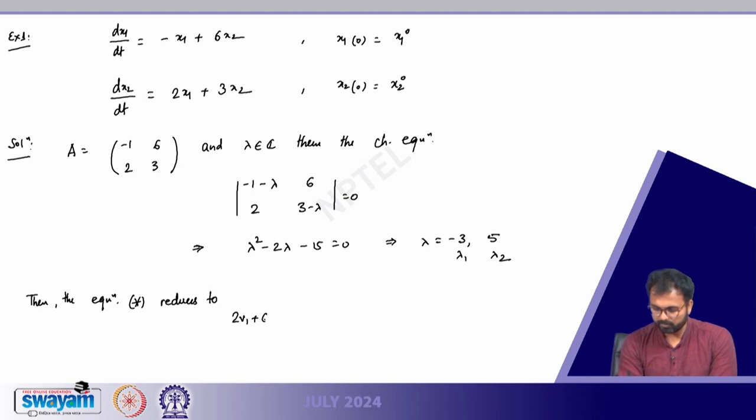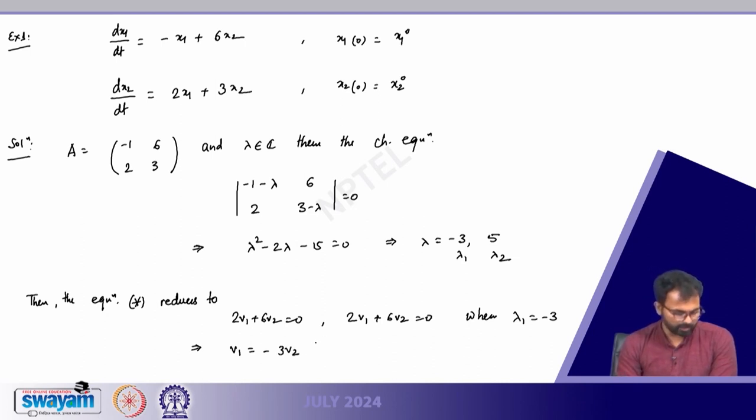2v1 plus 6v2 equals 0, and the second one will be 2v1 plus 6v2 equals 0. This is when lambda 1 equals minus 3. So basically what are we getting? We are getting v1 equals minus 3v2. And from here we can take v2 equals 1 and v1 equals minus 3.